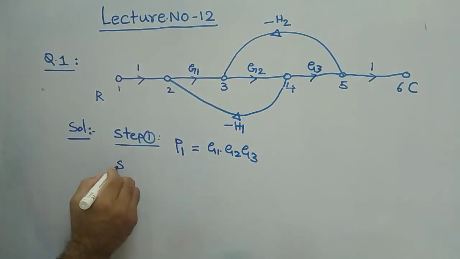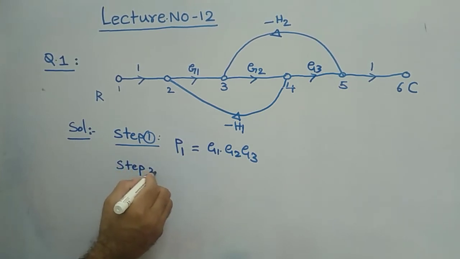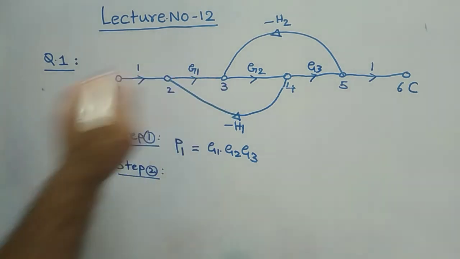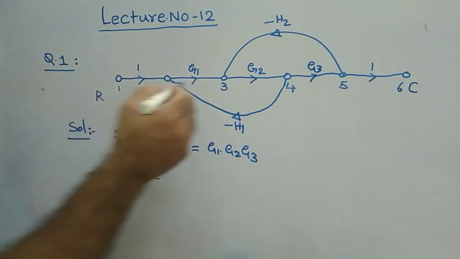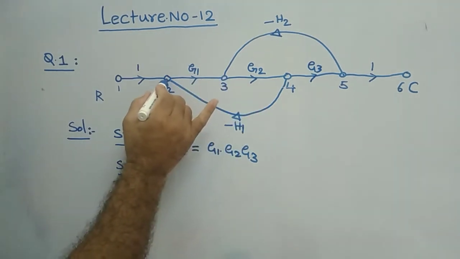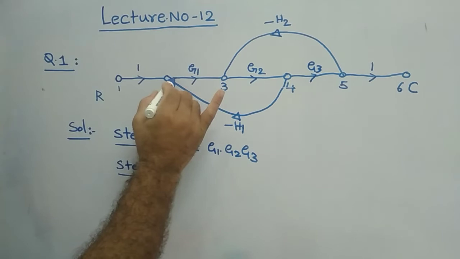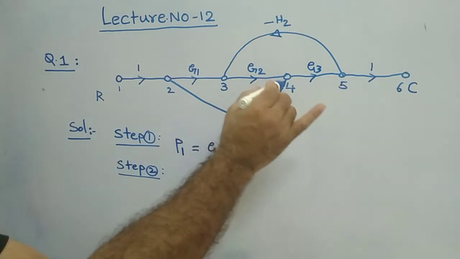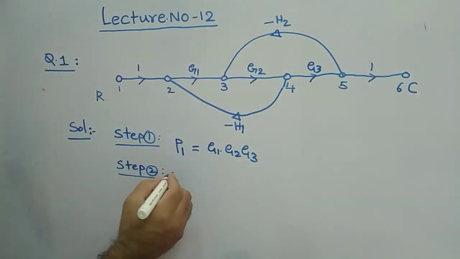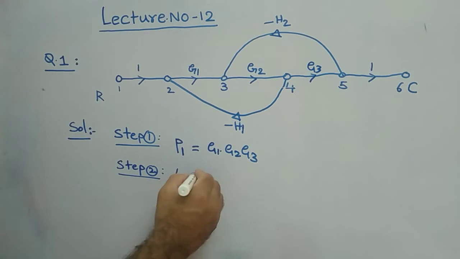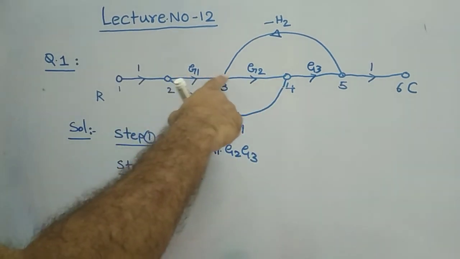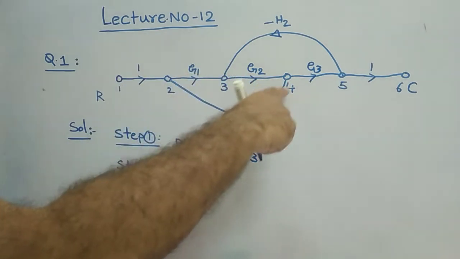Okay. Then step number 2. What is step number 2? Individual loops. So how many individual loops are there? Directly you can see here from node 2, the branch is starting here, going in the forward direction, and coming back here. You can take it as your L1. Therefore, individual loops are identified by the letter L1. So it is G1, G2 and then H1. 2 to 3 to 4 and then this. This is one loop basically.